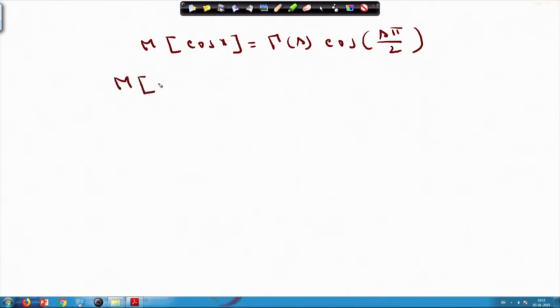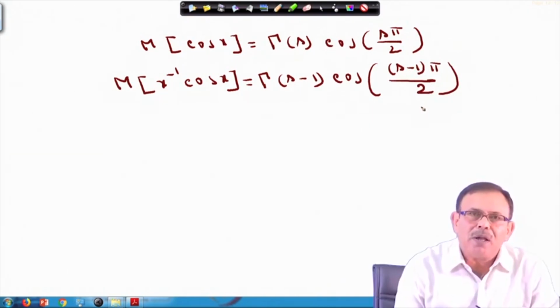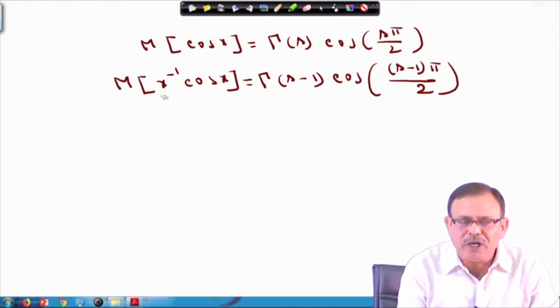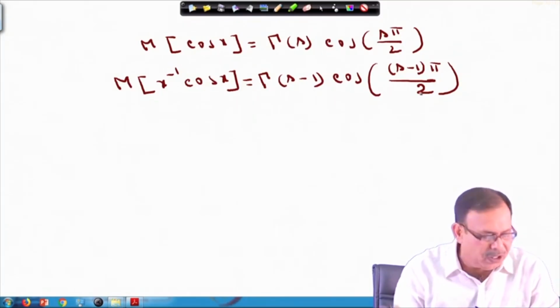So, Mellin transform of x to the power minus 1 into cos x, this equals, I can write down, gamma (s minus 1) into cos ((s minus 1) pi by 2). Again using the shifting property as I described in the last example. In the same way, if I know the Mellin transform of cos x, then for the Mellin transform of x to the power minus 1 cos x, s will be replaced by s minus 1. So, Mellin transform of x to the power minus 1 cos x equals gamma (s minus 1) into cos ((s minus 1) pi by 2).